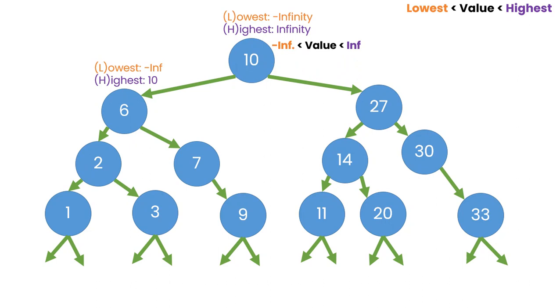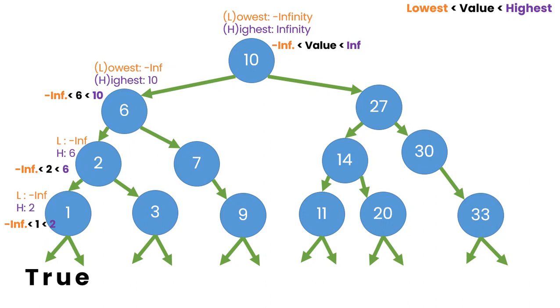So the highest possible is 10, and for example 2, the highest possible value for that node at the left position is always gonna be smaller than its parent, which is 6. So our highest is gonna be 6, and the lowest is negative infinity, because it can be as low as it wants as long as it's below its parent value. We have 1 next. This one is smaller than 2, which is our highest value, and the lowest value is negative infinity, so it's within the range.